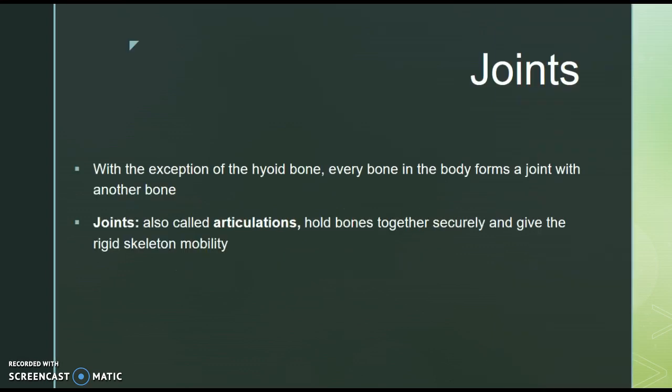So with the exception of the hyoid bone, every bone in your body forms a joint with another bone. And a lot of times you're going to hear the word articulate or articulations. That's really the medical term for a joint. So when two bones are coming together, we call that an articulation. So we can, for example, say that the head of the femur articulates with the acetabulum of the coxal bone.